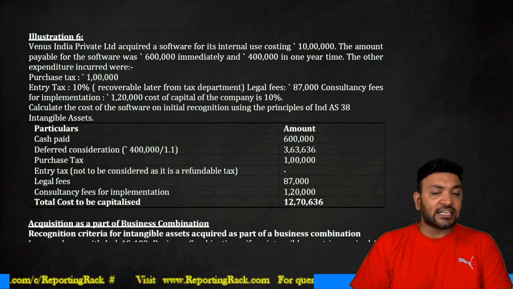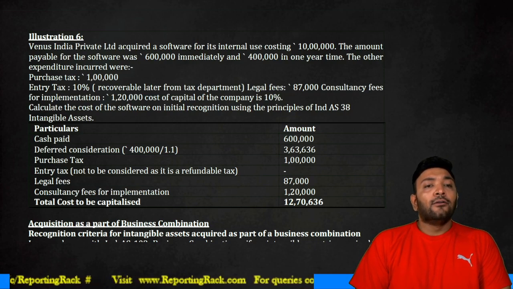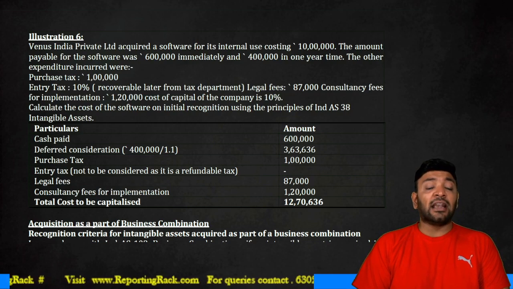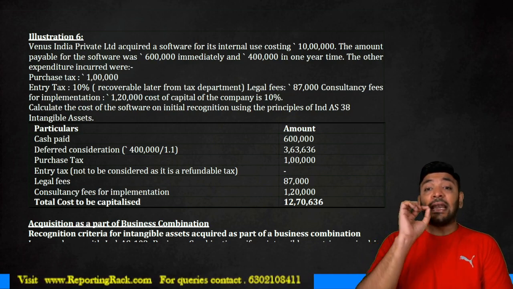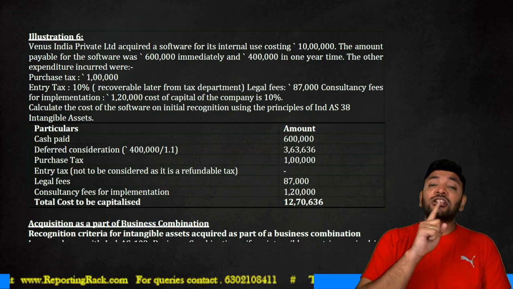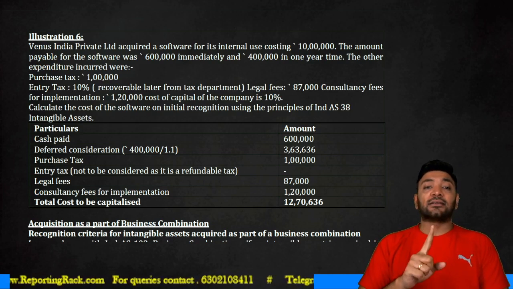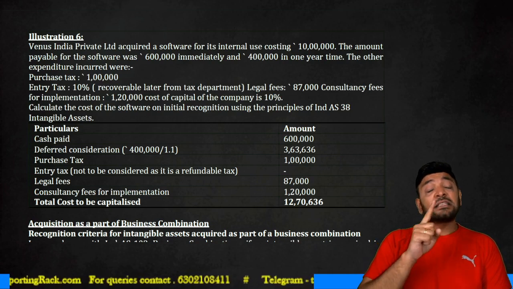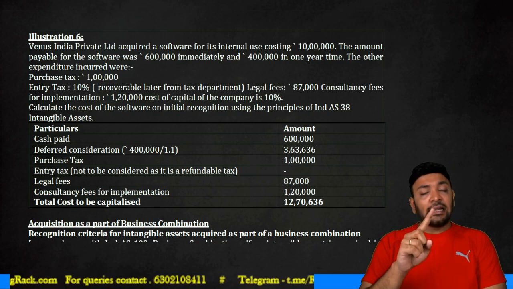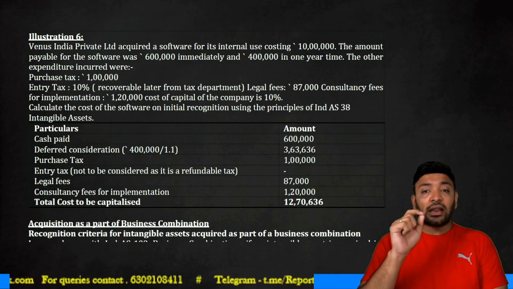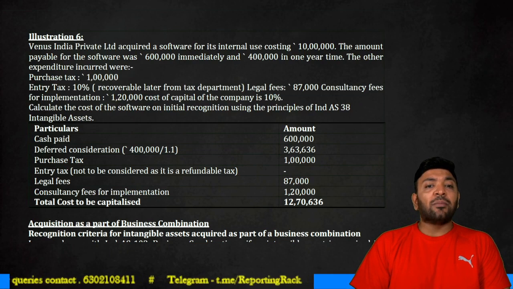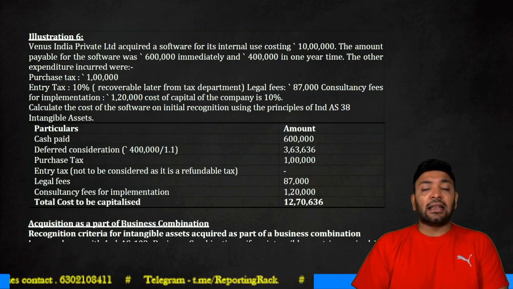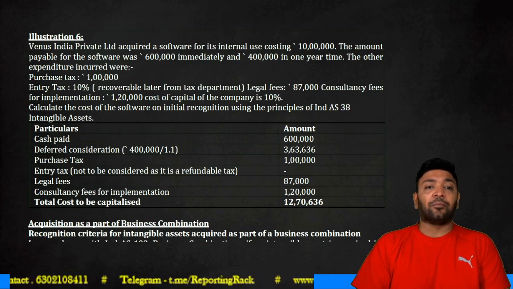What about your illustration number 6? Venus India Private Limited has acquired a software for internal use for a cost of 10 lakhs. 10 lakhs is the cost of acquisition eligible to be capitalized because you are buying a software with a separate legal right. It is identifiable 100% because you are acquiring it separately through a legal right. The amount payable for the software is 6 lakhs immediately and 4 lakhs in 1 year's time.